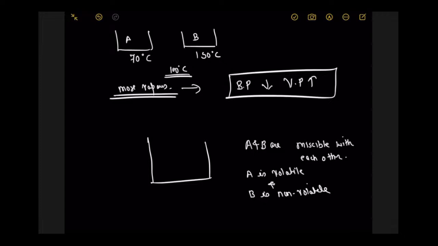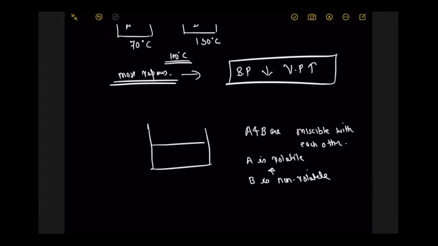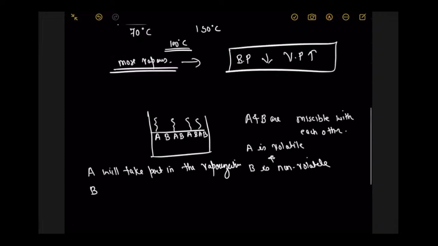So what is happening here? The condition is like this. A is volatile, so A will take part in the evaporation, or you can say vaporization. And B will not take part in the vaporization because B is a solid and non-volatile.